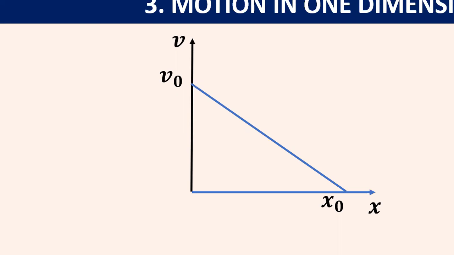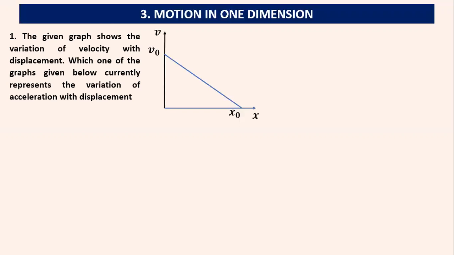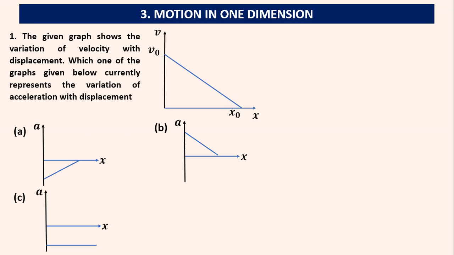Let us read the question now. The question says, the given graph shows the variation of velocity with displacement. Which one of the following graphs correctly represents the variation of acceleration with respect to displacement? The first graph, the second graph, the third graph, and the fourth graph. So let us learn the path.